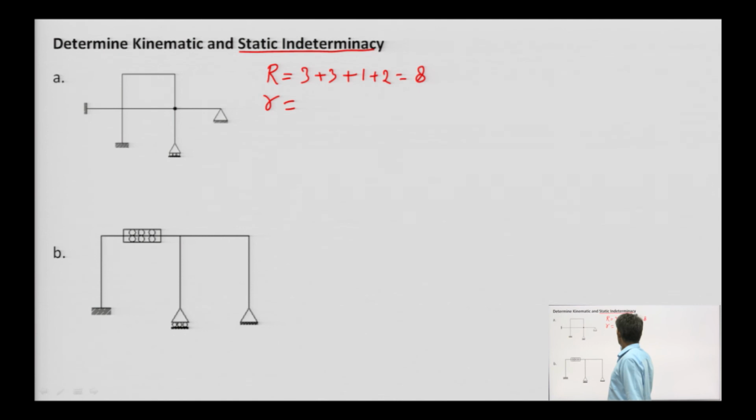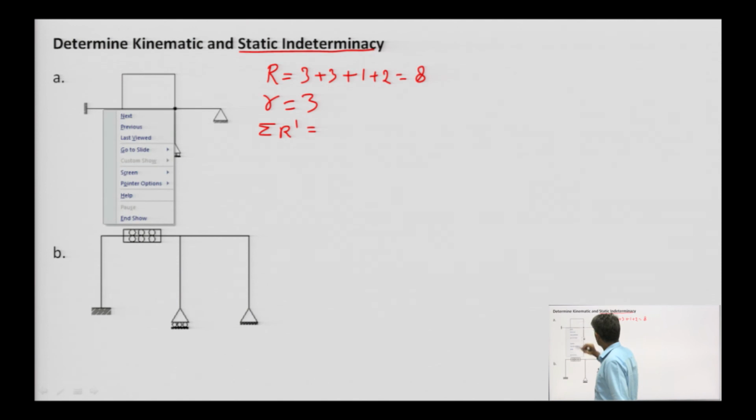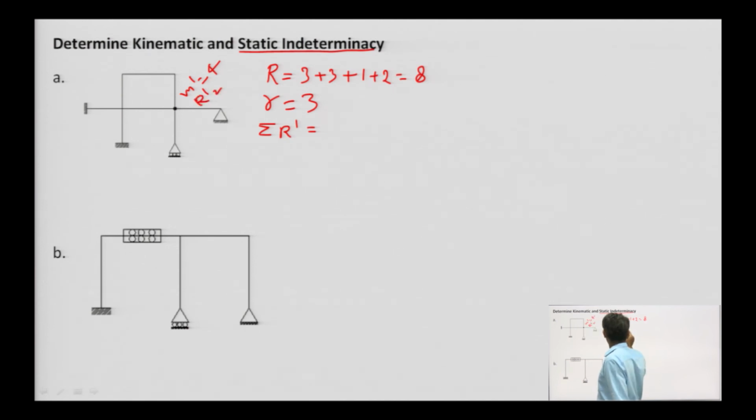Equilibrium equations 3, and additional equilibrium equation, sum of R dash. We have an internal hinge here. So the number of members connecting here is 4. So R dash value will be 4 minus 1, which is equal to 3. In case of plane it is m dash minus 1.